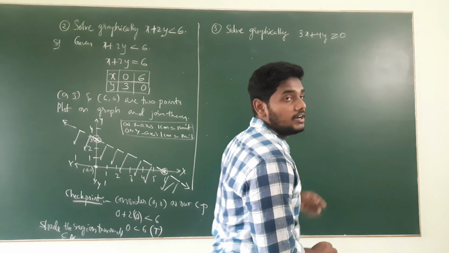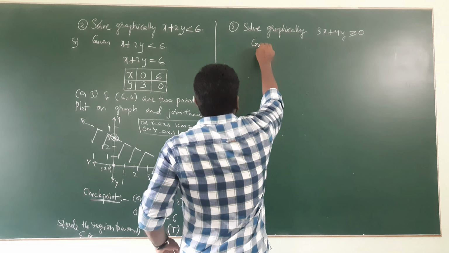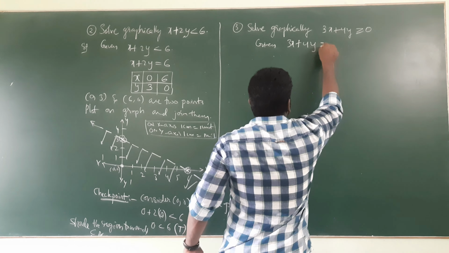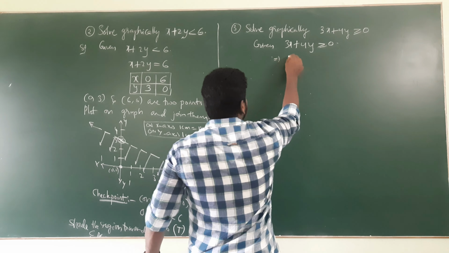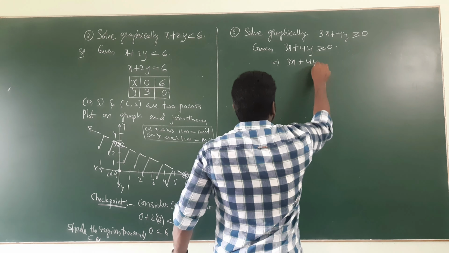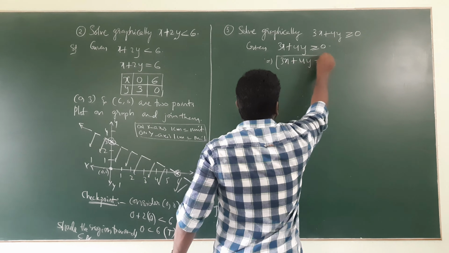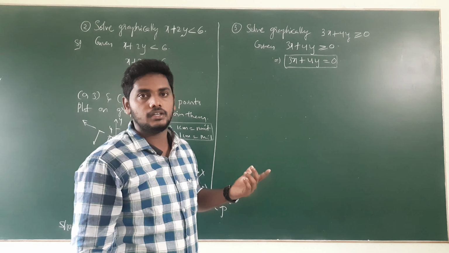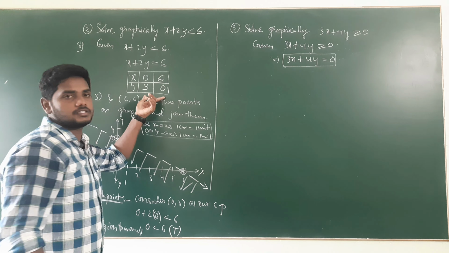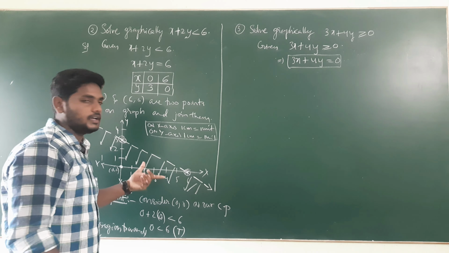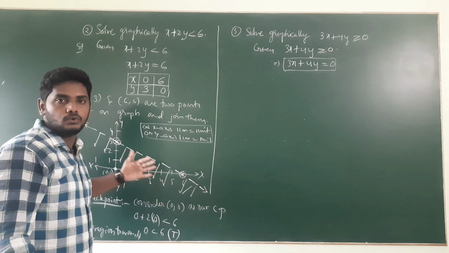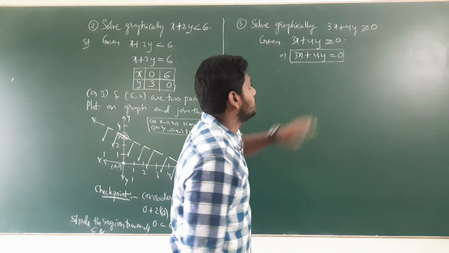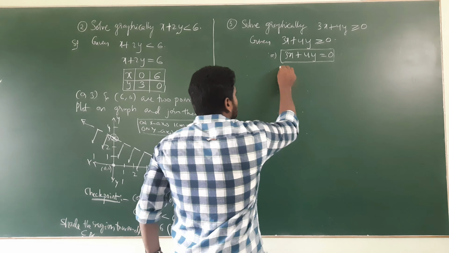First, you convert the inequality into an equation. The given inequality is 3x plus 4y greater than or equal to 0. If you convert into an equation, 3x plus 4y equal to 0. Why are we converting? What is our main duty? To obtain points. Why do we need to obtain points? To draw a line. Why do we need to draw a line? To identify the shaded region. That is our main thing now. So 3x plus 4y equal to 0. Now I will draw a table.